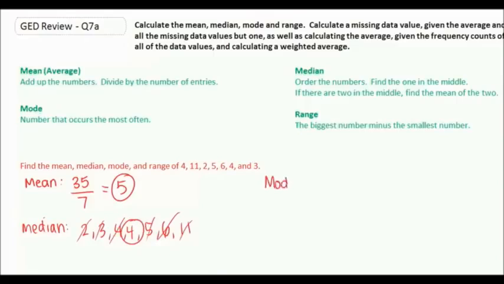The mode is the number that occurs the most often. Well, the number 4 occurs twice, while everything else only appears once, which means that 4 is our mode. And the range is the biggest number minus the smallest number. So that would be 11 minus 2, which gives you 9.